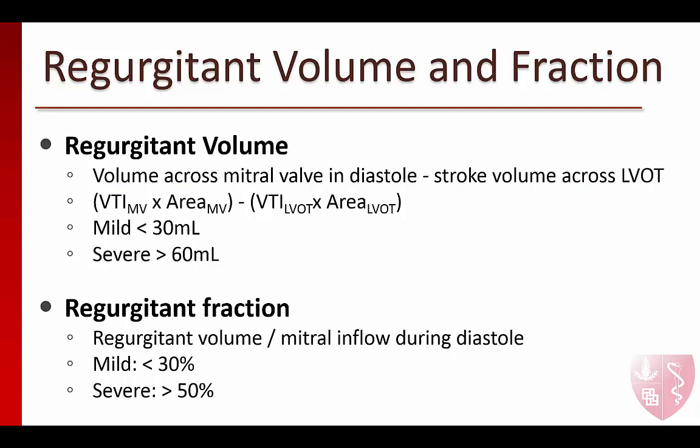Once the regurgitant volume is known, the regurgitant fraction can be calculated by dividing the RV by the volume of blood flowing through the mitral valve during diastole. A regurgitant fraction less than 30% indicates mild MR, and greater than 50% corresponds to severe MR.